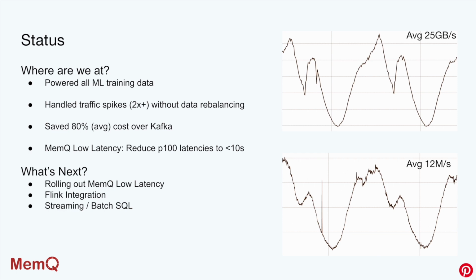So where are we at with MemQ? Well, I'm proud to say that MemQ currently powers all machine learning training data at Pinterest. It's able to handle spikes of up to 2x without expensive rebalancing and save over 80% cost over Kafka for machine learning data transportation. We also were able to build a low latency version of MemQ with P100 latencies of less than 10 seconds. What's next for MemQ? Well, we're trying to roll out MemQ low latency to several use cases and perform Flink integration so that real-time processing can also be performed. And lastly, we're trying to do streaming and batch integration using a unified SQL layer.